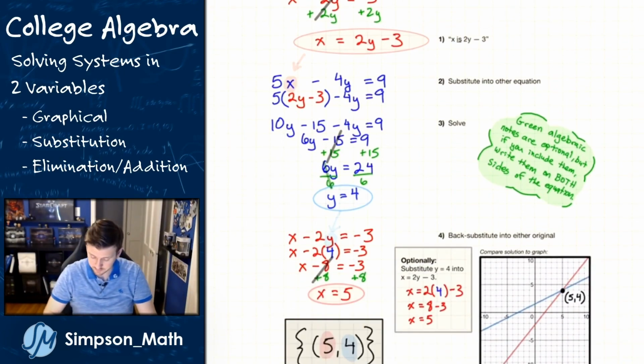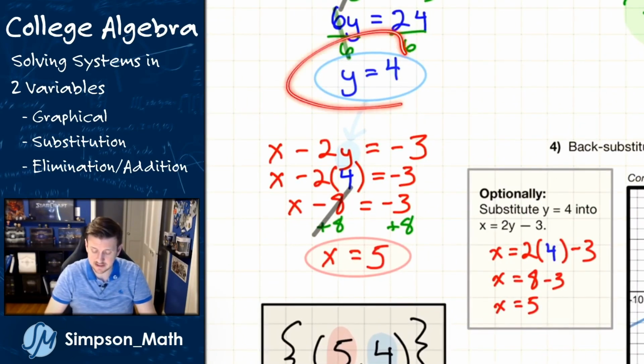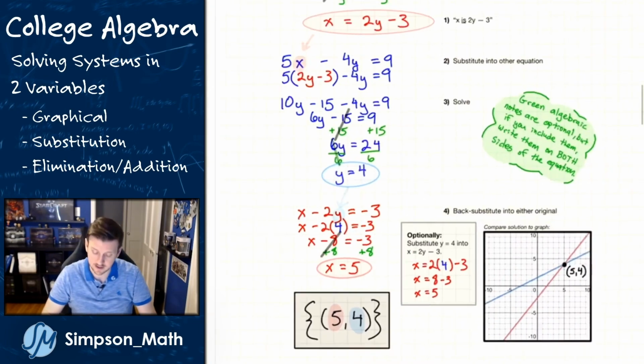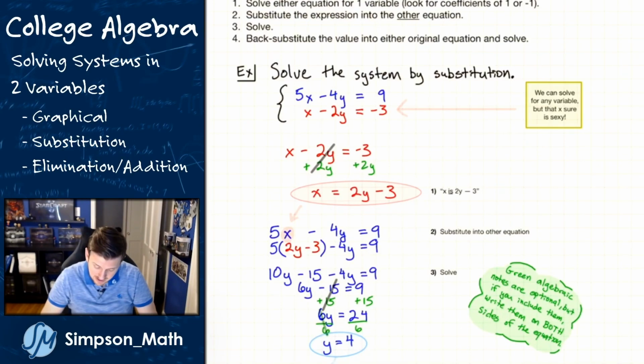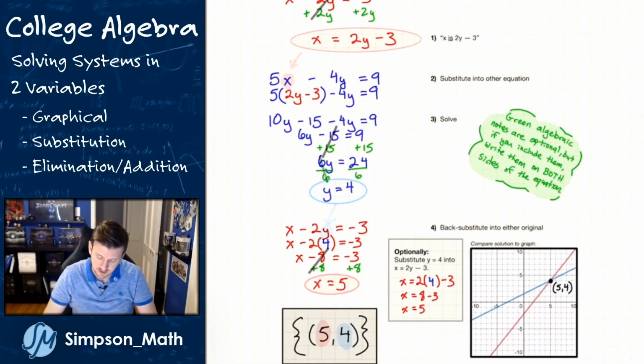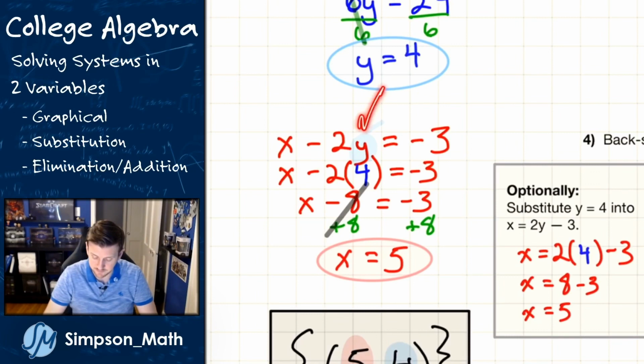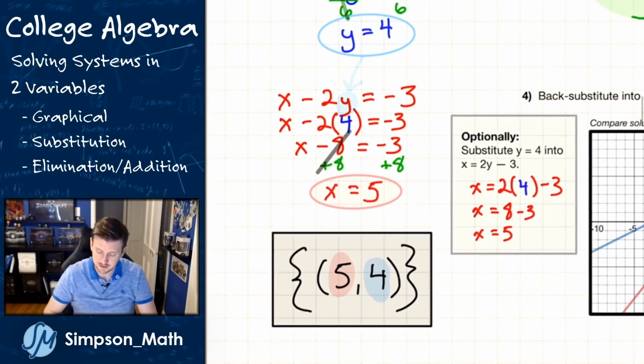I can do that by plugging in this y equals 4. I can put this back into either original equation. So I'm going to just put it back into the red one. I'm going to plug in a 4, and I end up with negative 8. So x minus 8 equals negative 3. Add the 8 to both sides, and then I end up that x is 5. So I have an ordered pair of 5, 4.